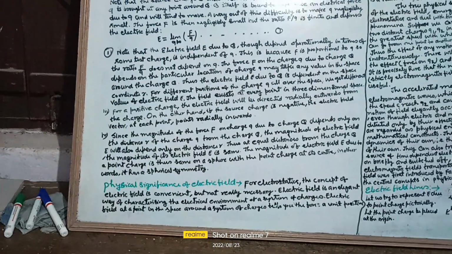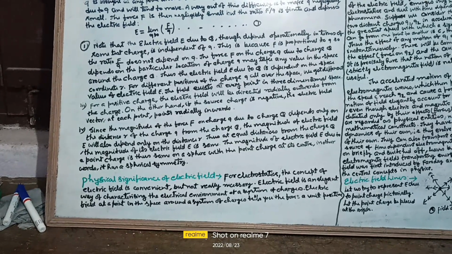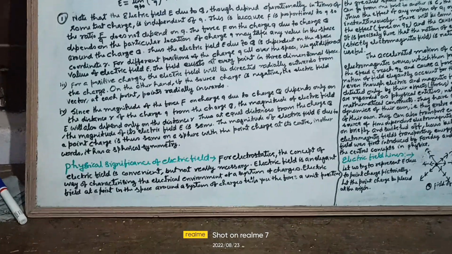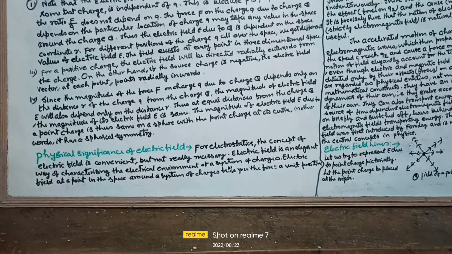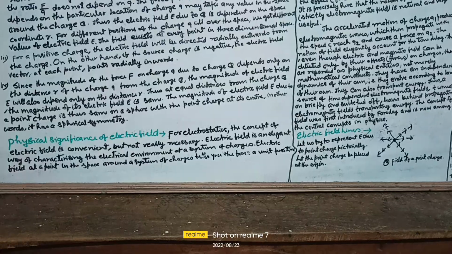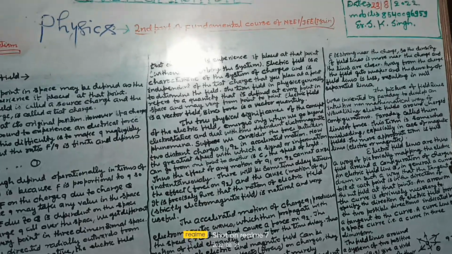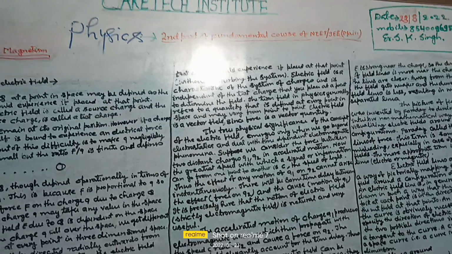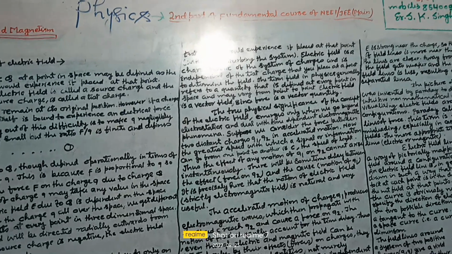Now, the physical significance of the electric field. For electrostatics, the concept of electric field is convenient but not really necessary. Electric field is an elegant way of characterizing the electrical environment of a system of charges. Electric field at a point in the space around a system of charges tells you the force a unit positive test charge would experience if placed at that point without disturbing the system. Electric field is a characteristic of a system of charges and is independent of the test charge that you place at a point to determine the field.